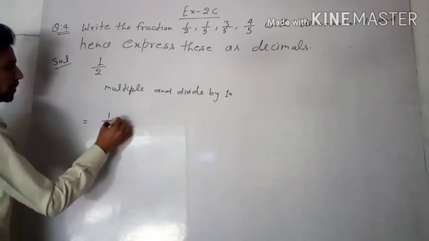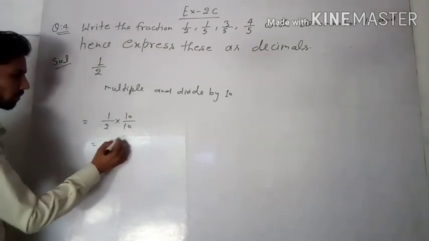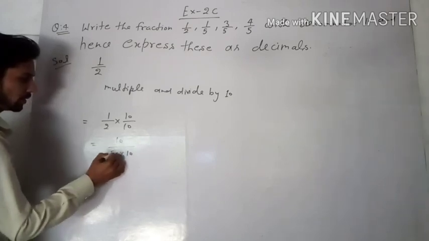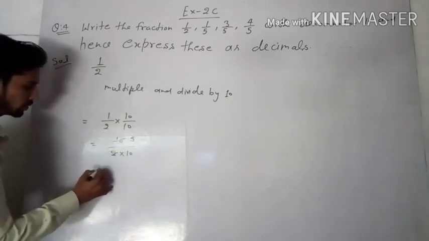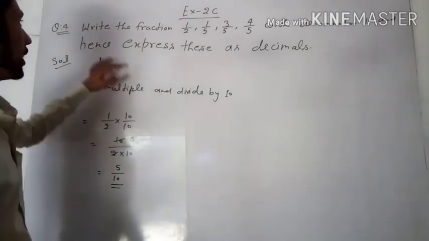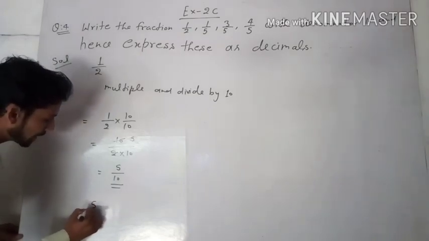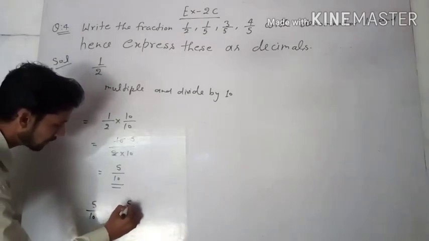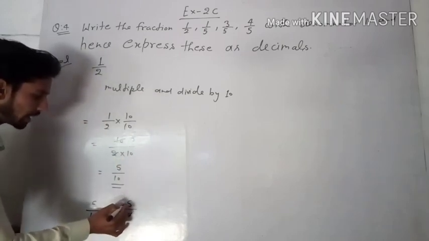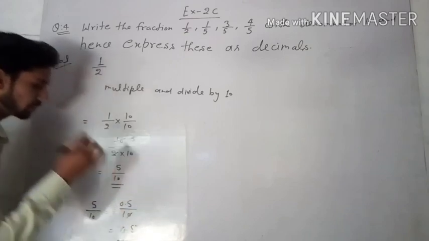1 upon 2, multiply 10 upon 10. So 10 1s are 10, and 10 upon 2, multiply 10: 2 5s are 10. So 5 upon 10 is your answer. Now express it as a decimal. So 5 upon 10, how many zeros are there? 1. So write the decimal after one place. 0.5 is your answer.